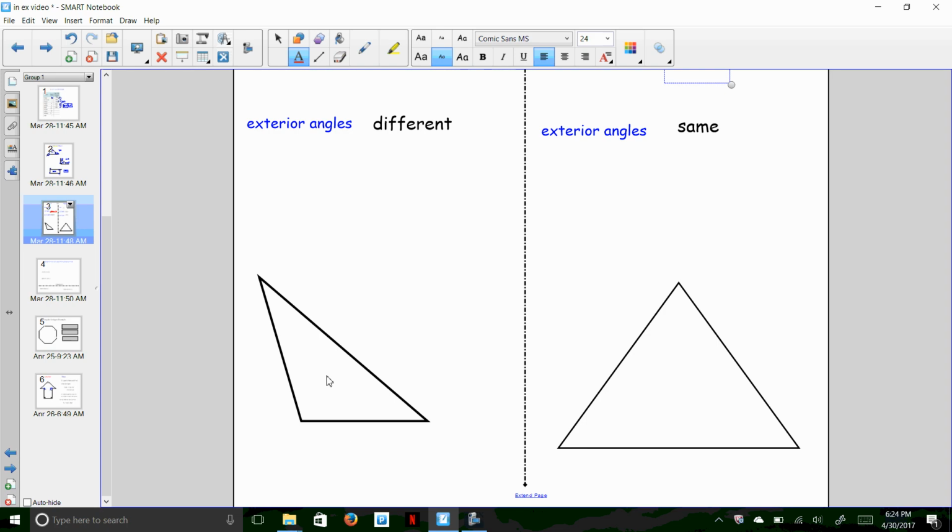So here's an example, just a triangle. This could be 110, this could be 30, 40. This is the regular triangle, which is the equilateral triangle. All interior angles are 60. All exterior angles are 120.